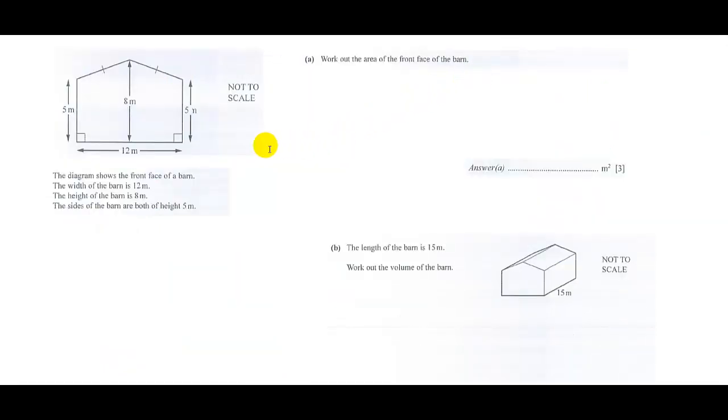Here in this question, the diagram shows the front face of a bone. So this is the shape of a bone. The width of the bone and the height of the bone and everything is mentioned in the diagram. The first part is to work out the area of the front face of the bone. So this is the front face, and it is over here as well. So we have to find the area of this.